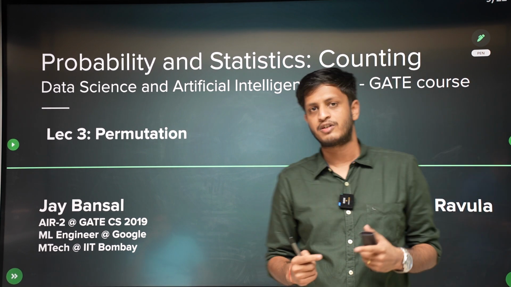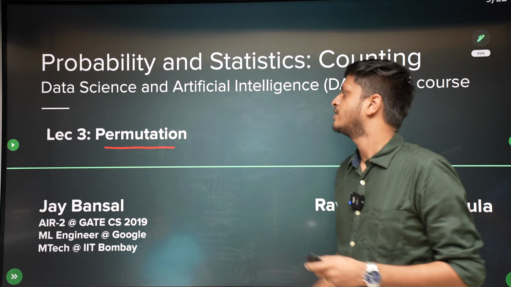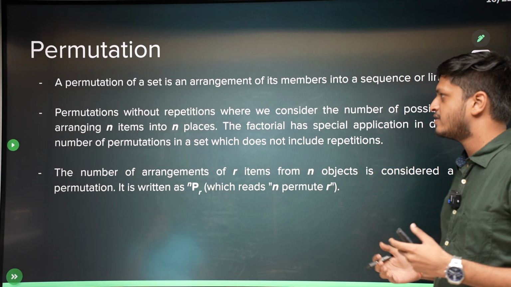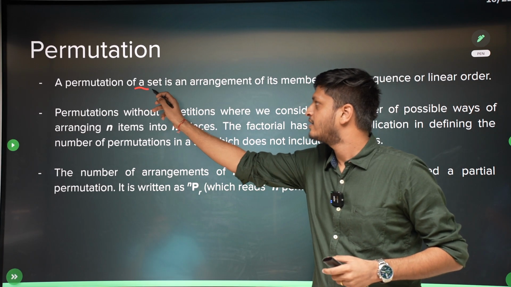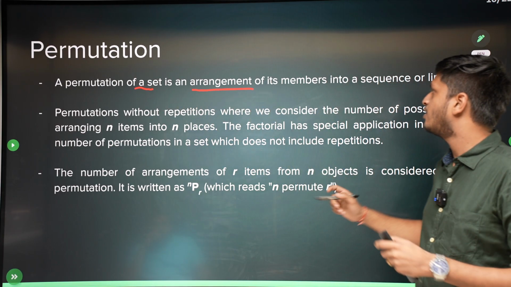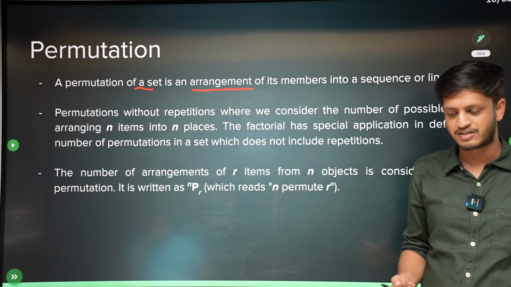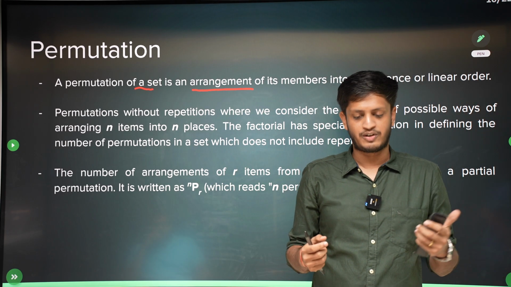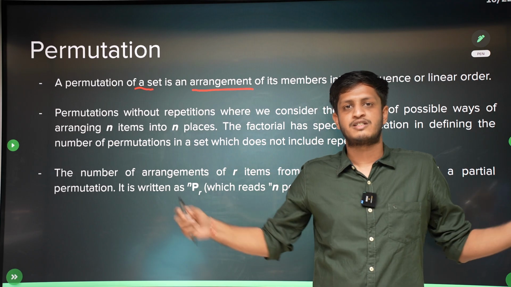So this is lecture number 3 on counting, and in this lecture we will discuss permutation. Cool. So what is a permutation? A permutation of a set is an arrangement of its members into a sequence or a linear order. As I told you in the last lecture, while discussing factorial also, permutation is nothing but in how many ways can you arrange objects.